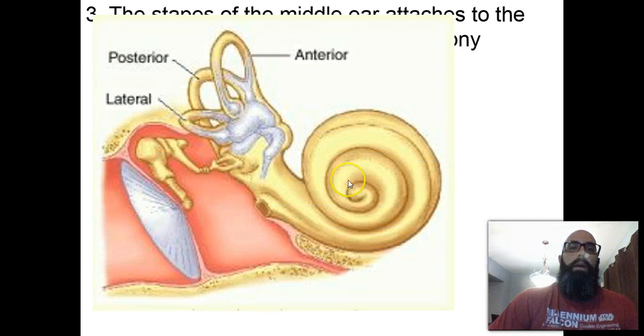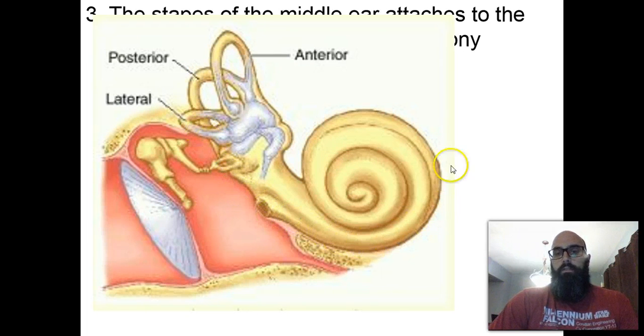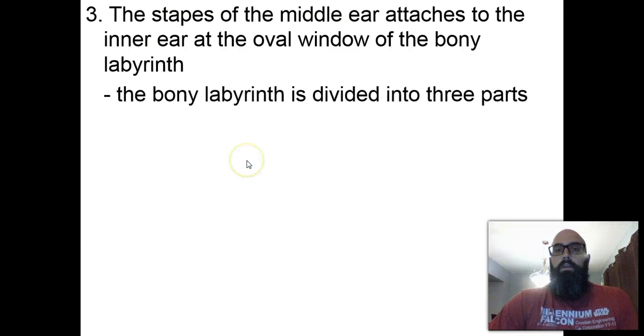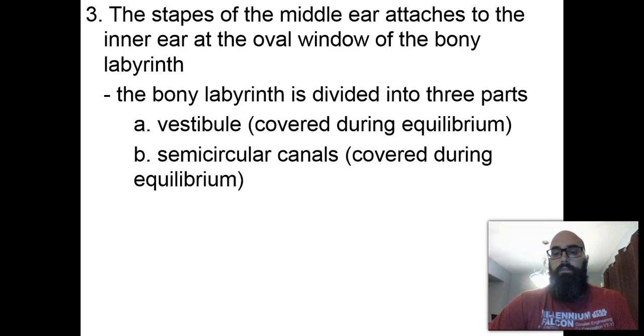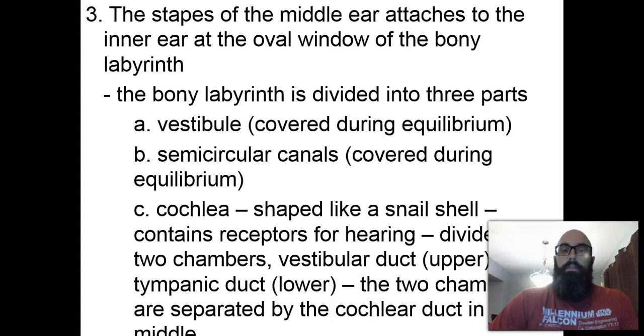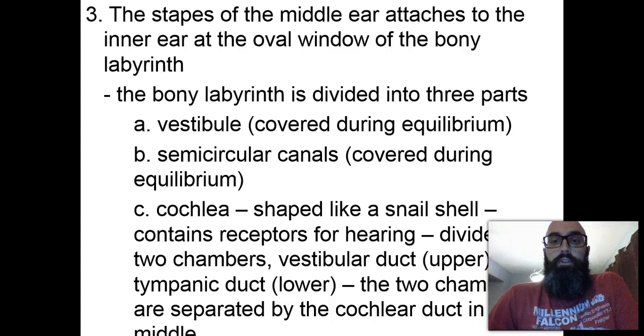A little bit more magnified here. Everything from this area all right here is the inner ear. Middle ear, tympanic membrane, and everything out here is the external or outer ear. The bony labyrinth is divided into 3 parts. You have the vestibule, you have the semicircular canals, and you have the cochlea. The cochlea is the actual portion that is involved in interpretation of sound waves. The vestibule and the semicircular canals are involved in equilibrium.